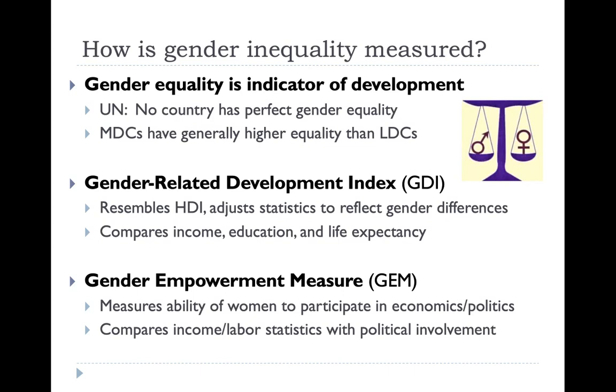The UN also created the Gender Development Index, or the GDI. It's very similar to the Human Development Index, but it uses statistics that reflect gender differences. So it compares income, education, and life expectancy between men and women and then grades countries. And then the Gender Empowerment Measure measures the ability of women to participate in economics and politics and compares labor and income statistics with political involvement.